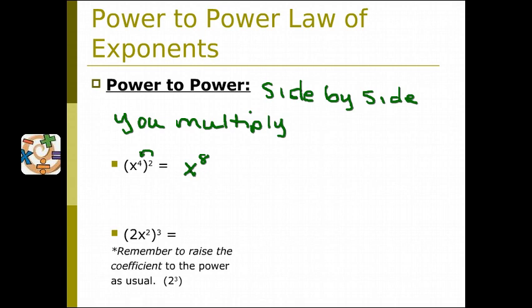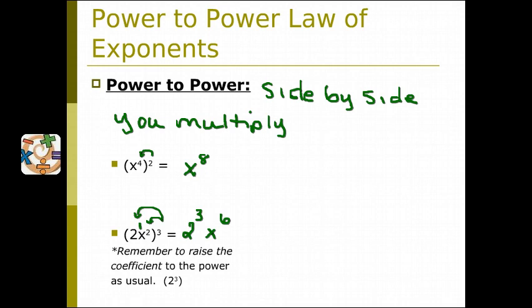Okay, on our second example, we have 2x squared all cubed. Now, it's important to remember that 2 is also a base with an exponent of 1. So we're going to go ahead and write that 1 there. We distribute the 3 on the outside of the parenthesis to every exponent on the inside of the parenthesis, which gives us 2 to the third power, and then x to the sixth power. 3 times 2 is 6.